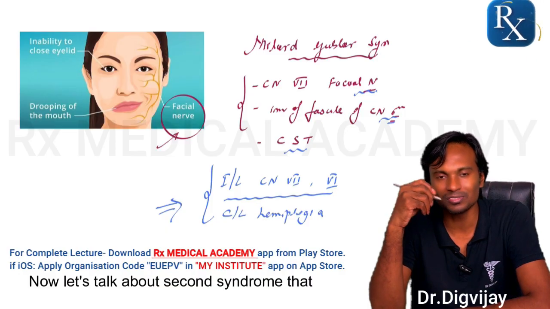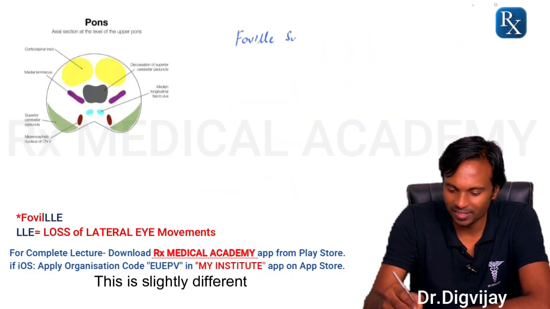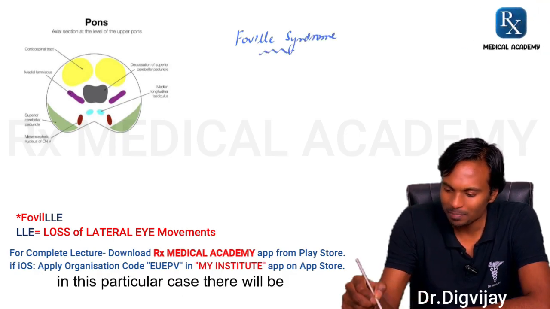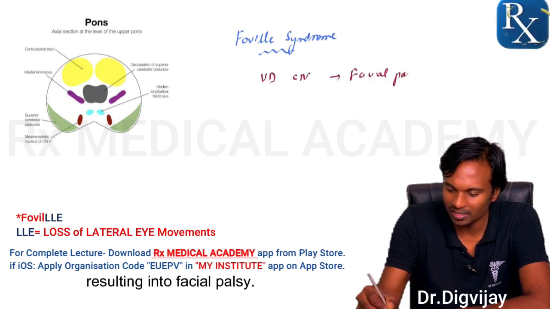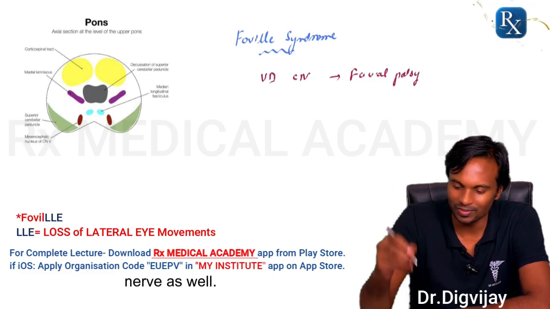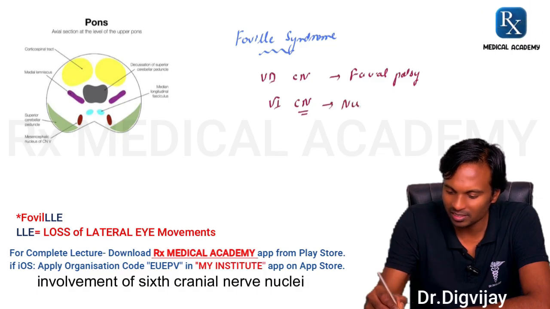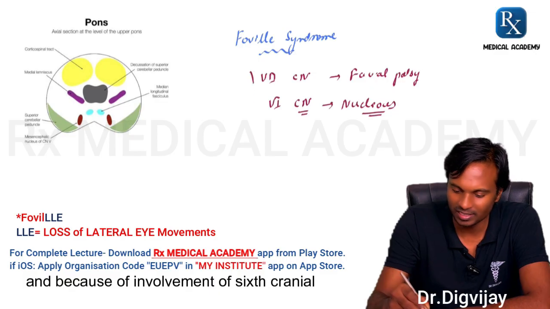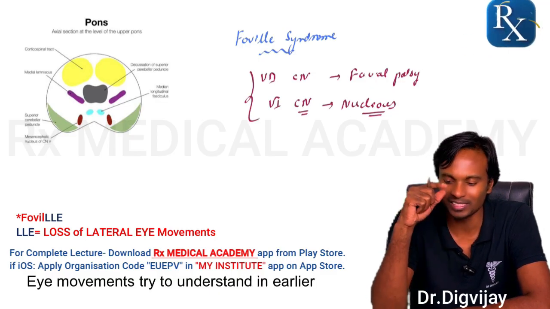Now let's talk about second syndrome, that is known as Foville syndrome. This is slightly different from your Millard-Gubler syndrome. Try to understand. In this particular case, there will be involvement of seventh cranial nerve resulting into facial palsy. There will be involvement of sixth cranial nerve as well. But in this particular case, there will be involvement of sixth cranial nerve nuclei, and because of involvement of sixth cranial nerve nucleus, there will be lack of horizontal eye movements. Try to understand.